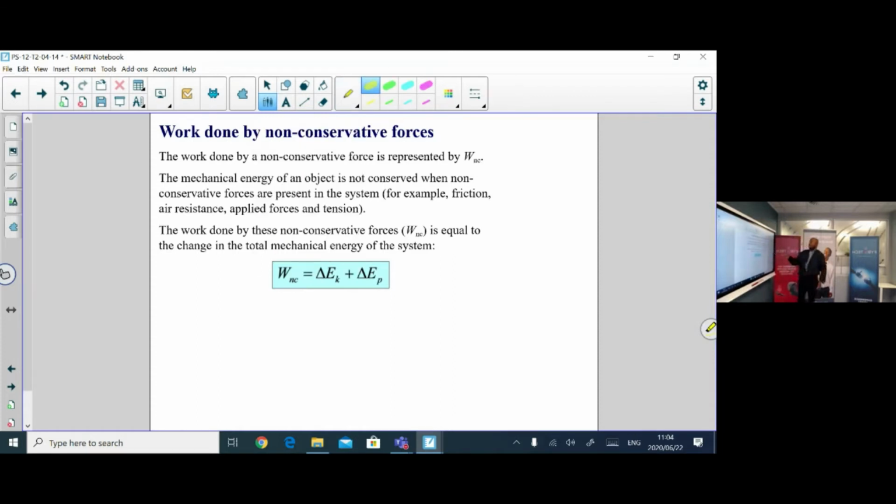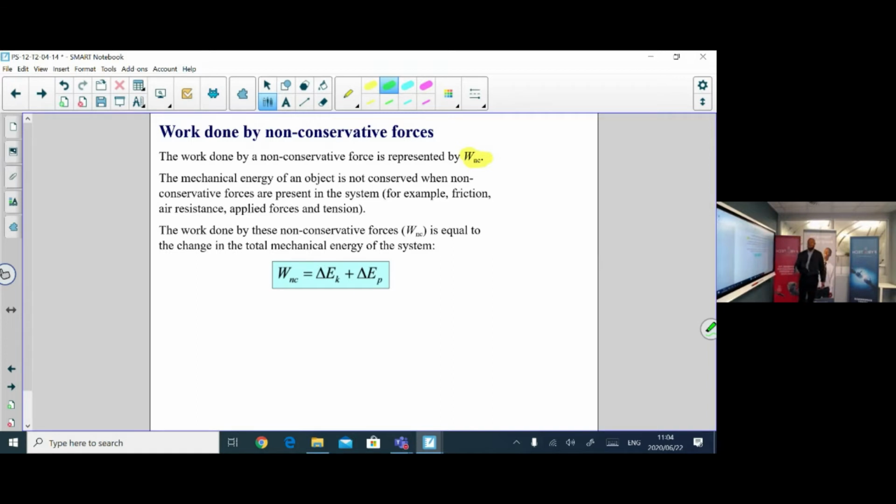The work done by non-conservative forces is represented by capital letter W, subscript NC, N for non, C for conservative. Don't forget that wherever you see it in the formula sheet in your exam, you must look for W_NC. If they say calculate the work done by non-conservative forces, they're talking about capital W sub NC. The mechanical energy of an object is not conserved when non-conservative forces are present in the system.